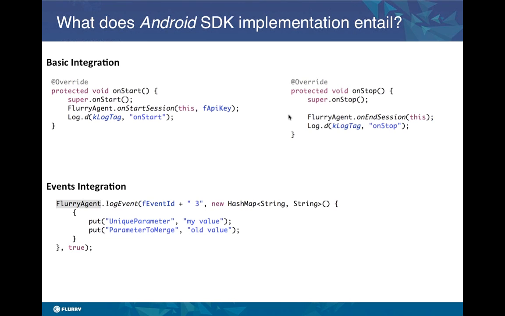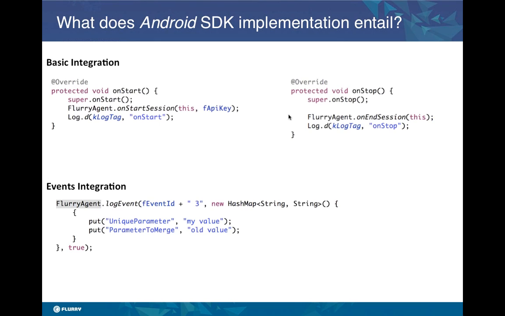The basic integration on Android is that on every activity's onStart method, you make a call to onStartSession with your API key. And on every activity's onStop method, you make a call to onEndSession. One real successful approach we've seen people take is that they create a subclass of the basic activity, and they call it something like FlurryActivity. And that handles the onStart and onStop method calls for them. And that tends to be a really good way to make sure that your Flurry integration is sound.